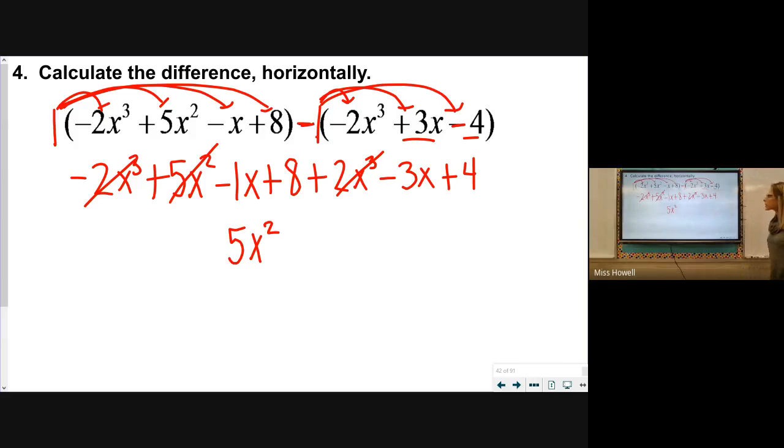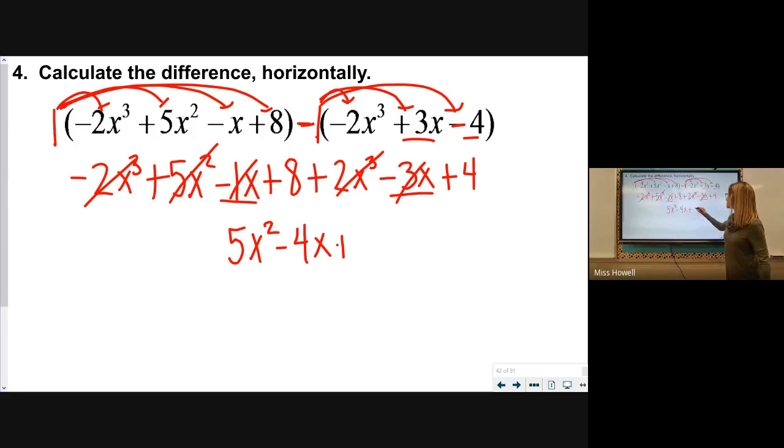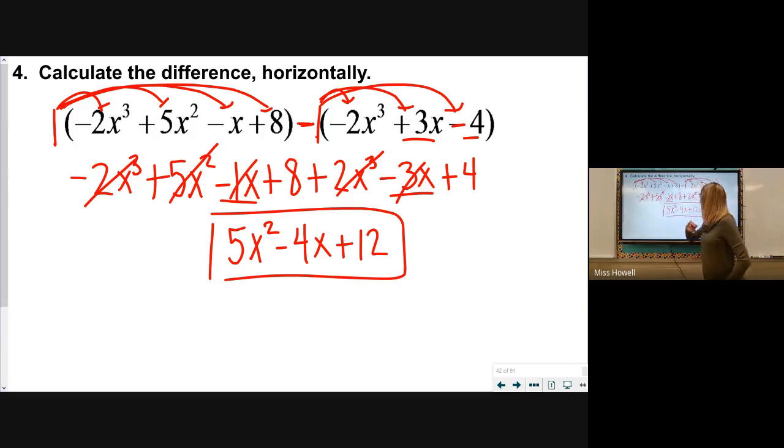All right, let's go to our x to the first. We have this minus 1x, this minus 3x. So negative 1 minus 3 would give us a minus 4x. These are now gone. And then 8 plus 4 would give us a plus 12. And what looked like a cubic is actually a quadratic trinomial when we're completely done simplifying. Good final, 5x squared minus 4x plus 12.